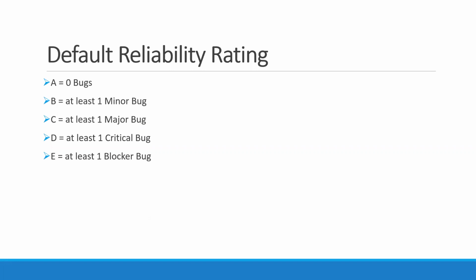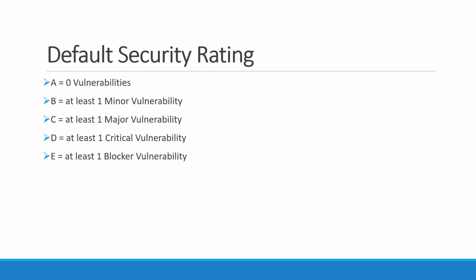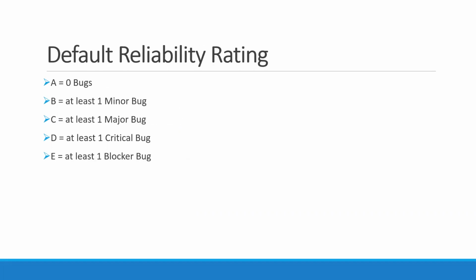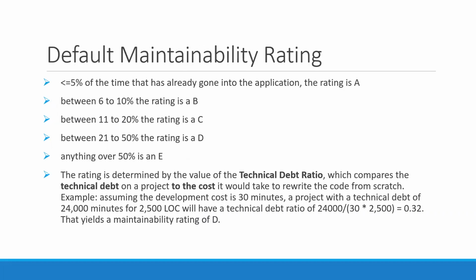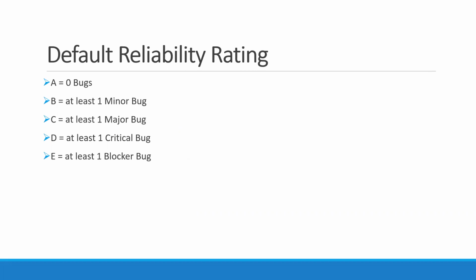Then you can have something called security rating, where if you find 0 vulnerabilities, A rating. One minor vulnerability, B rating. One major vulnerability, C rating. One critical vulnerability, D rating. And one blocker, E rating. It's you who define the ratings. These are the standard ratings that are already given. Any questions?